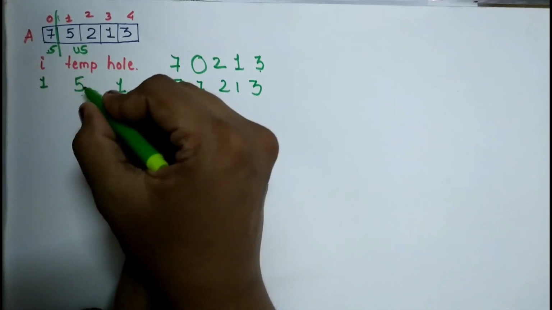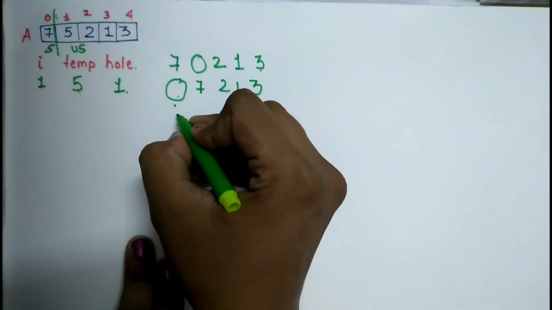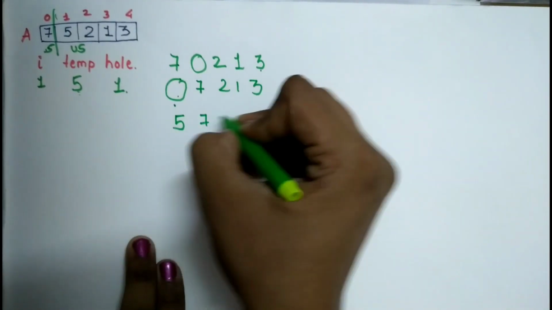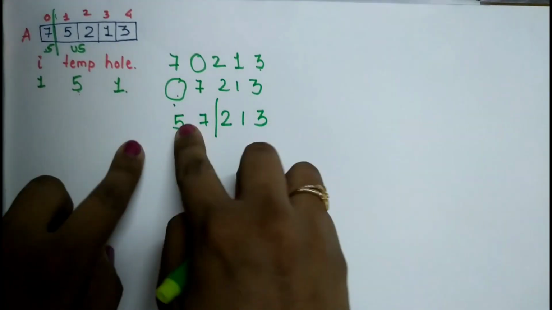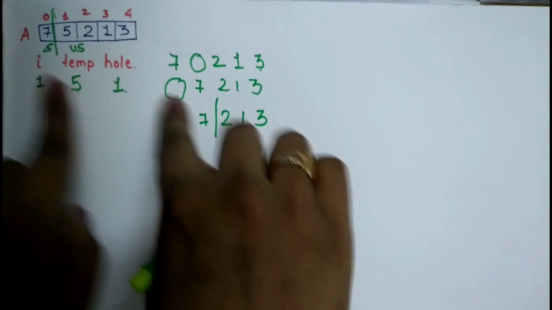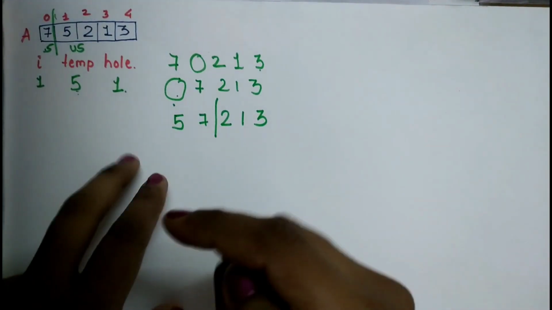So now I'll bring back my 5 and place it here. So now the value of the array will become 5, 7, 2, 1 and 3. Now you can see that two elements are sorted. Like we have included 5 in the sorted part. We have given its place in the sorted part.